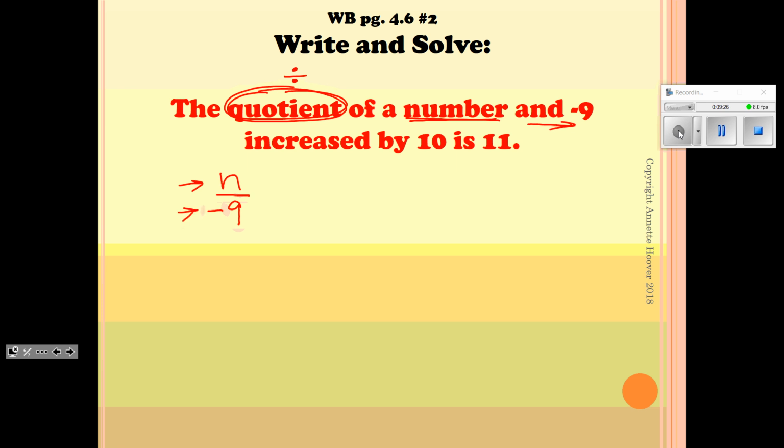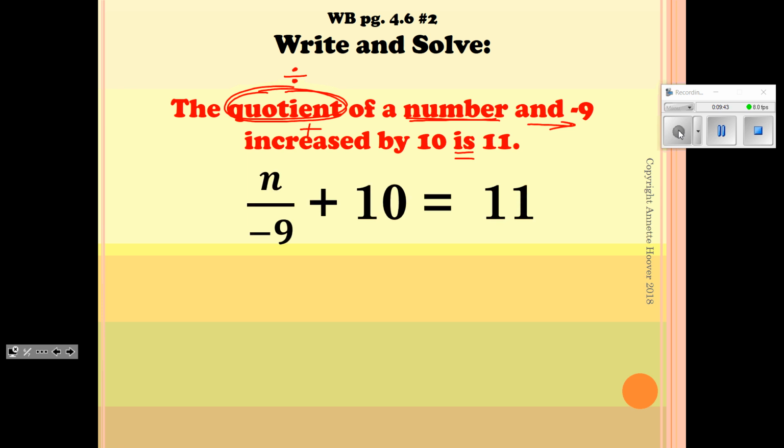The quotient of a number and negative 9, increased by 10. Increased means to add. So we write 10. Is our equal sign, 11. So here's how we wrote that equation: the quotient of a number and negative 9 increased by 10 is 11.